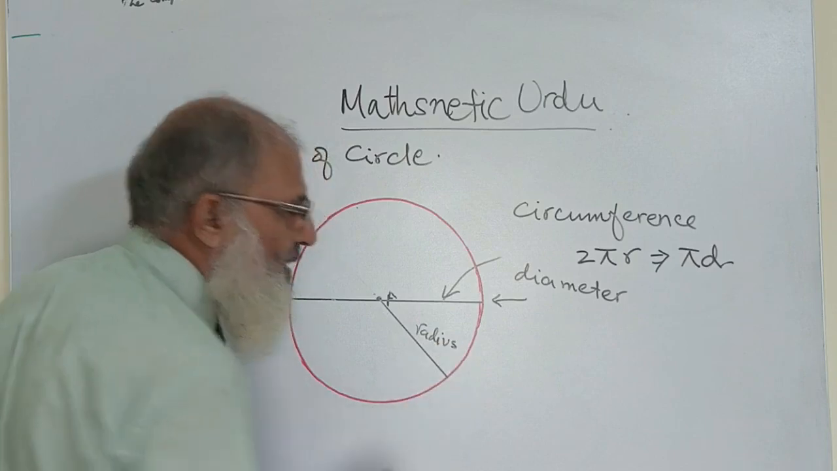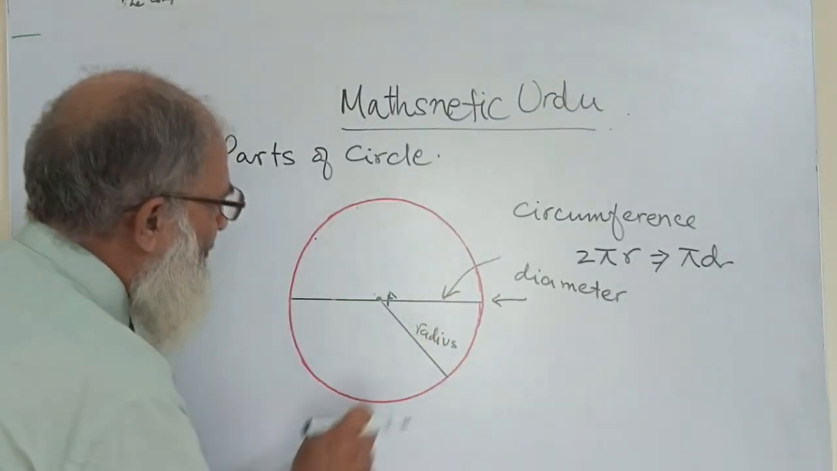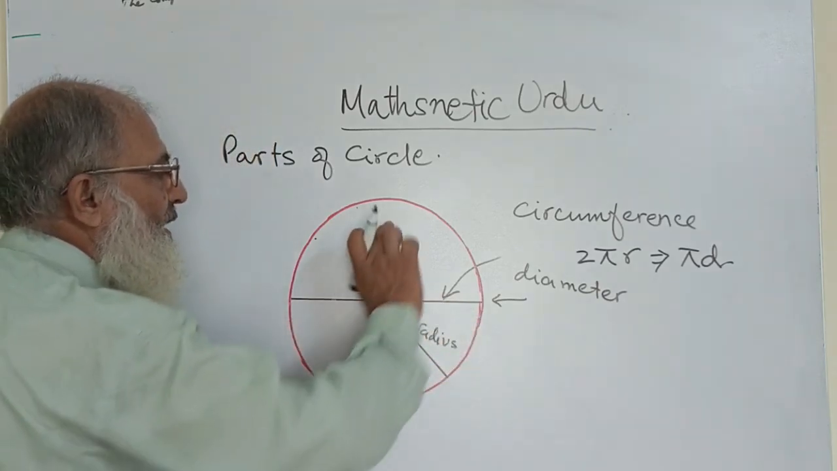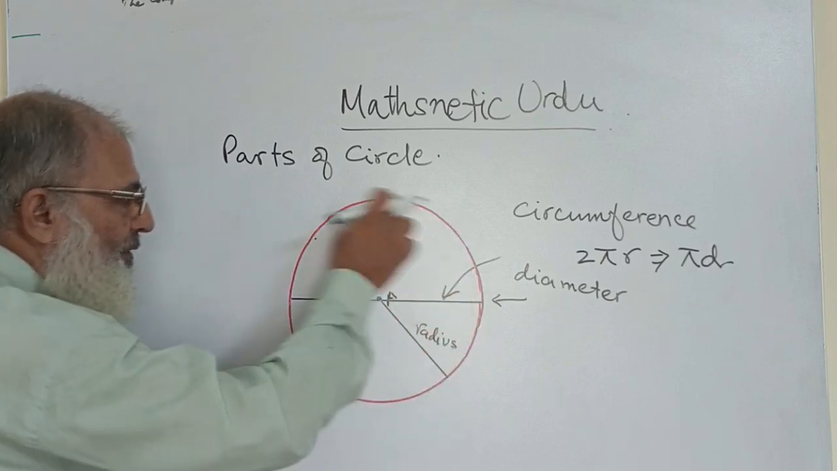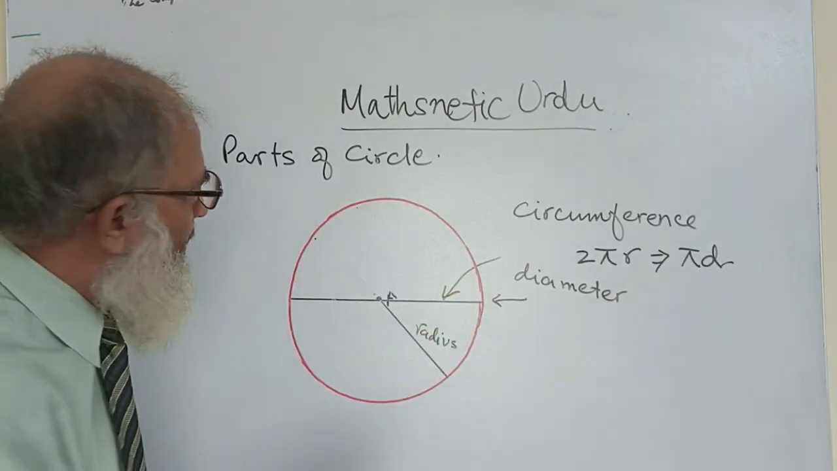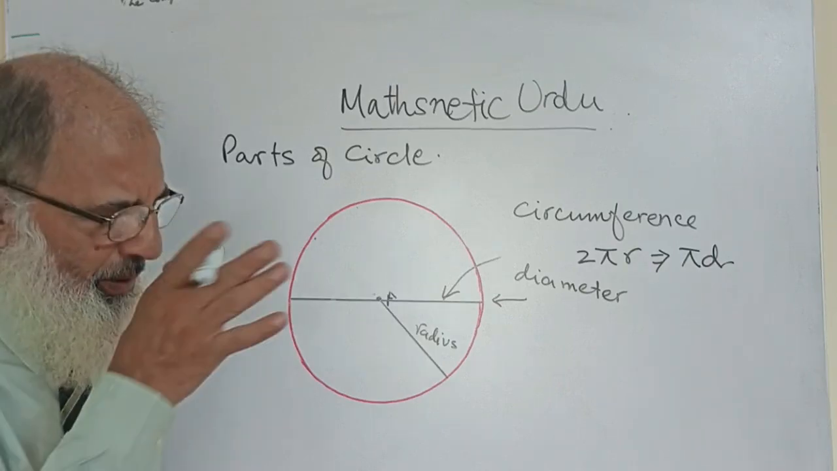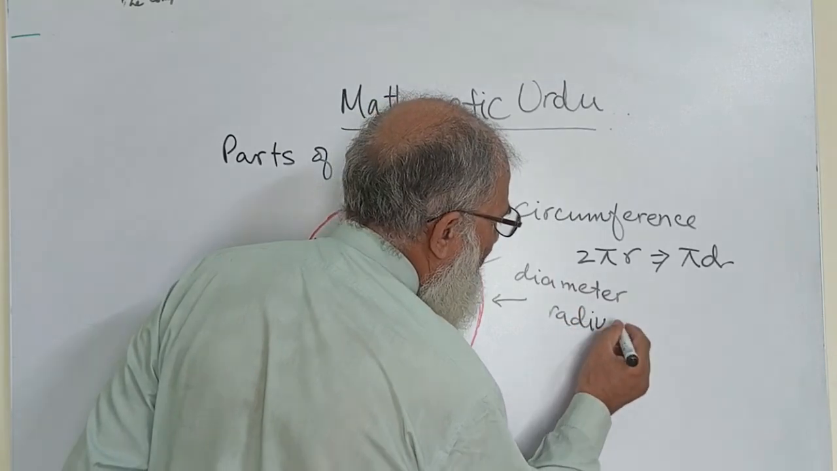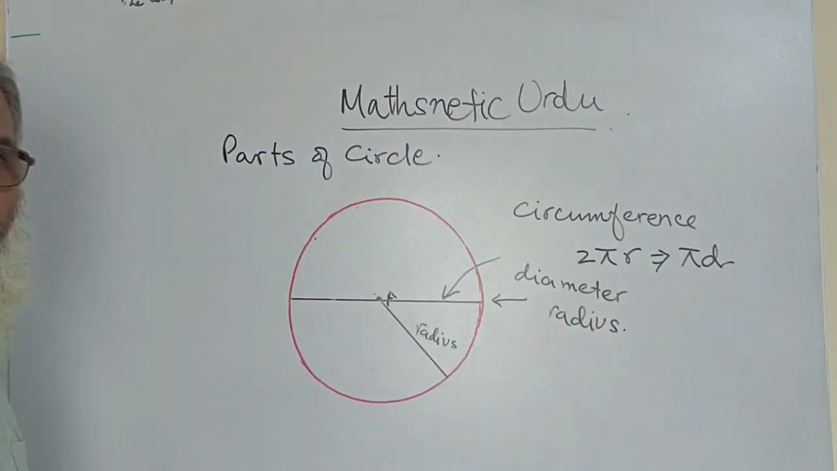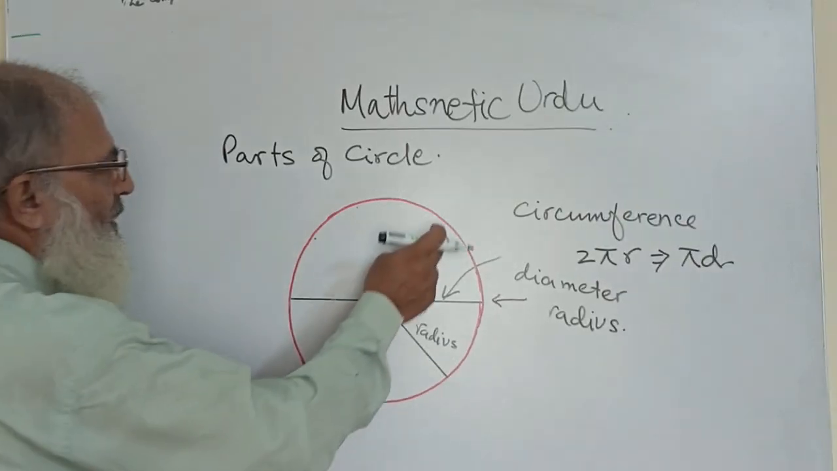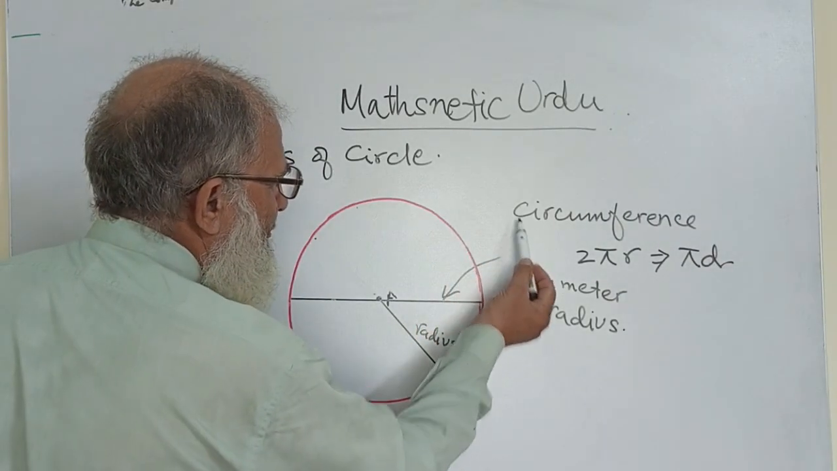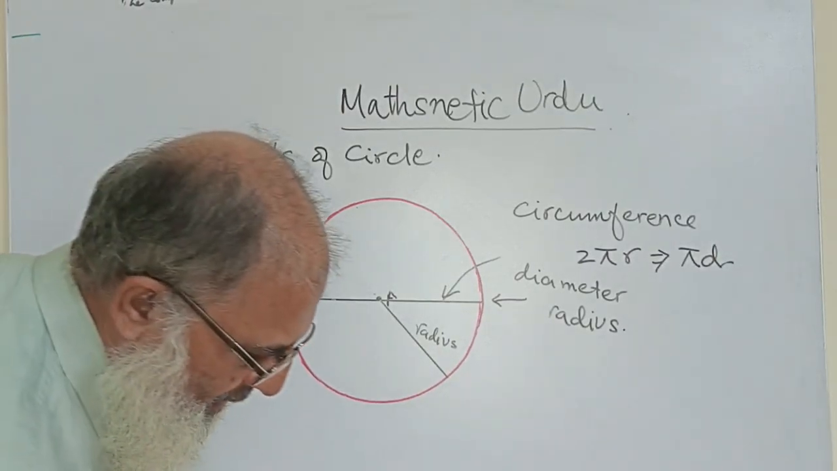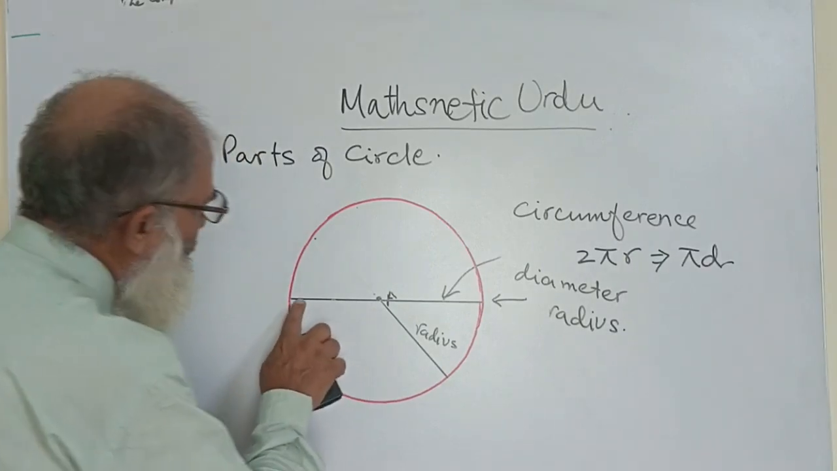It is always the same throughout the circle. As I told you, it is 15 centimeter here, 15 centimeter here, 15 here, and wherever you check, this will remain as 15 centimeter or whatsoever it is. So it is called the radius. Now, some more parts. We have done three parts so far: circumference, diameter, and radius.